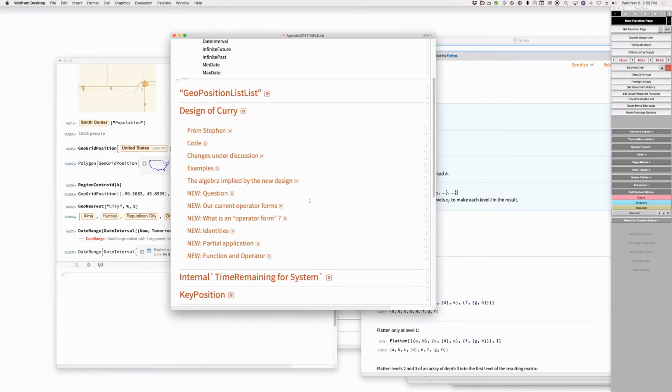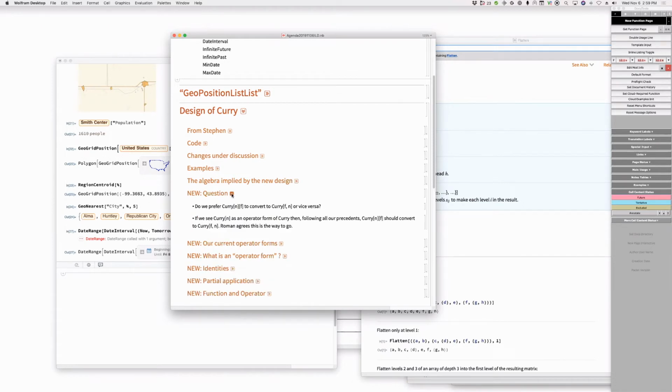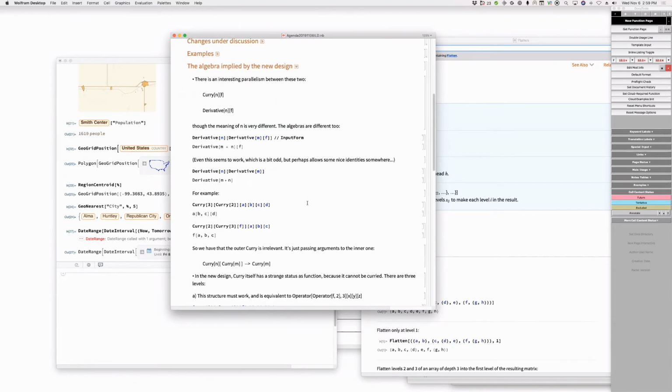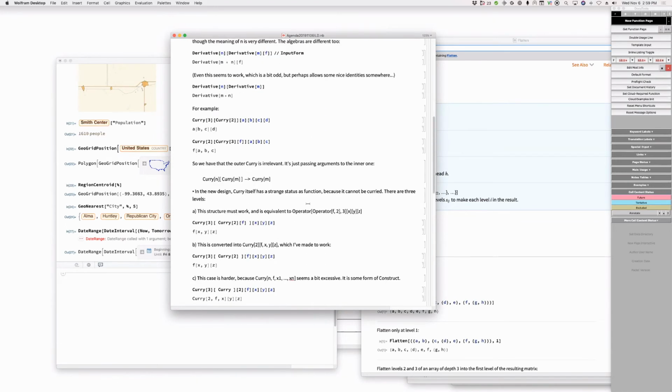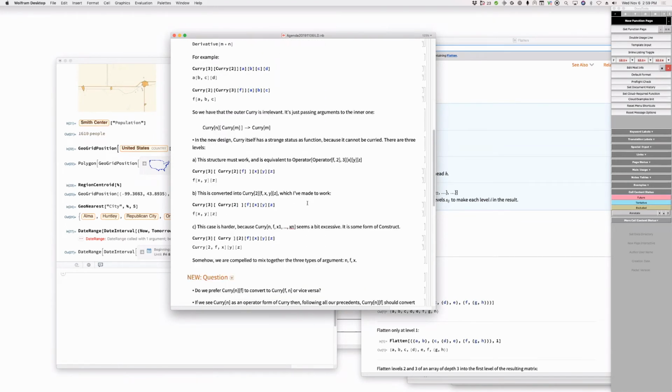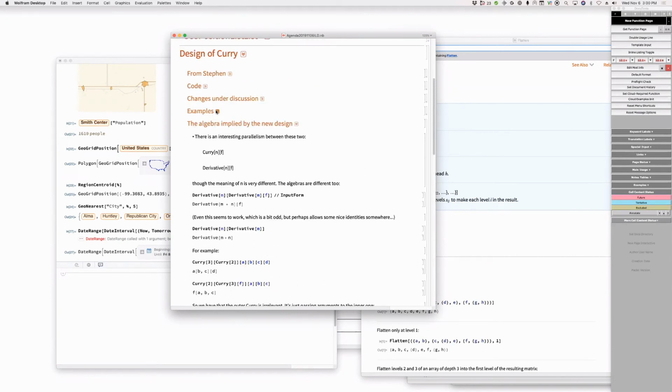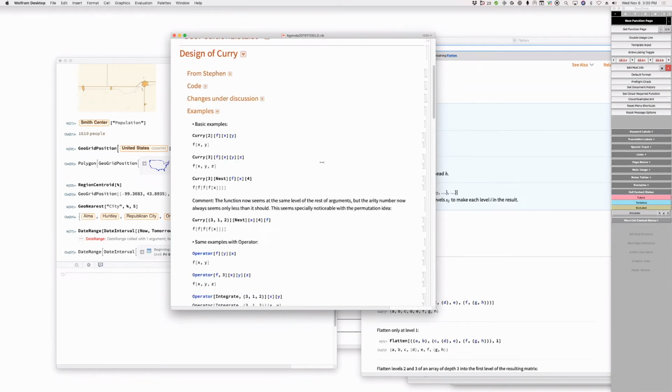Curry, our friend Curry. Oh my gosh. Okay, so two things. In the X kernel again, I have the code of operator and curry, the new ones, and then I have been thinking quite a lot about the algebra implied by the new design. I was trying to find relations in the new scenario. Probably the previous section is the most important one, the changes under discussion.